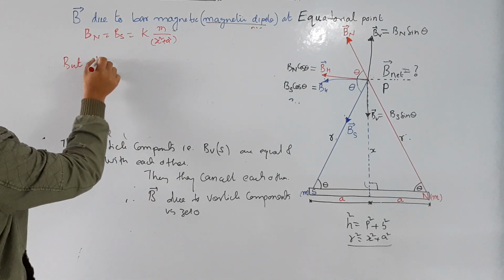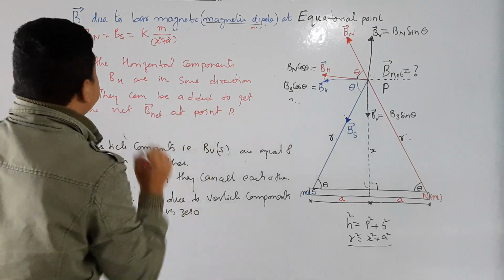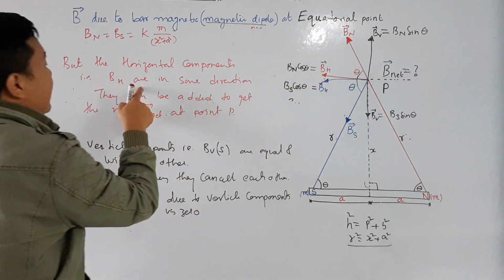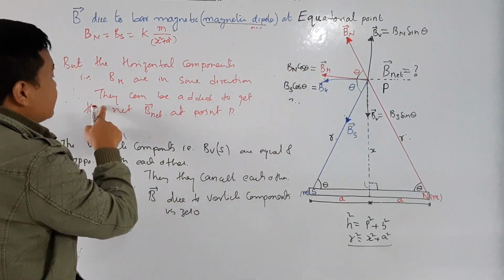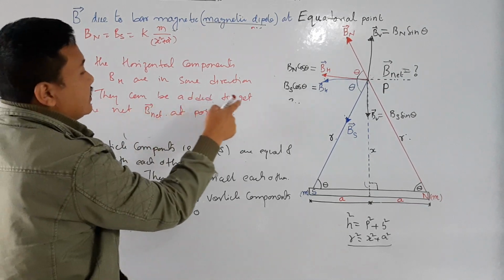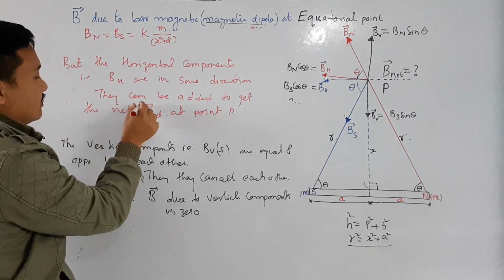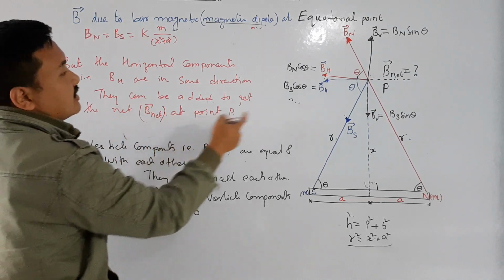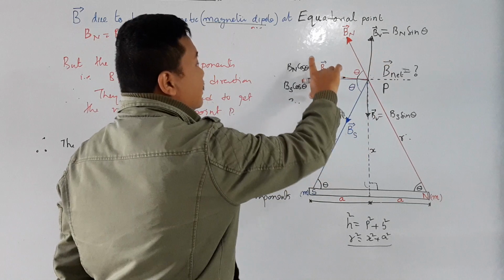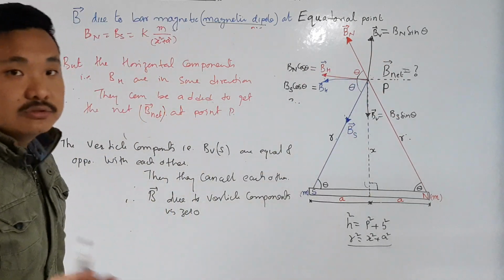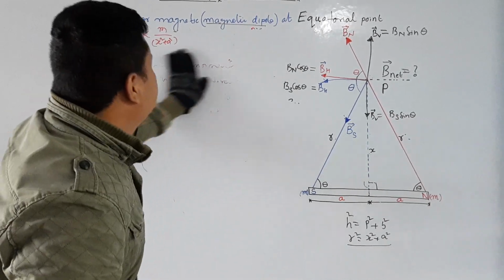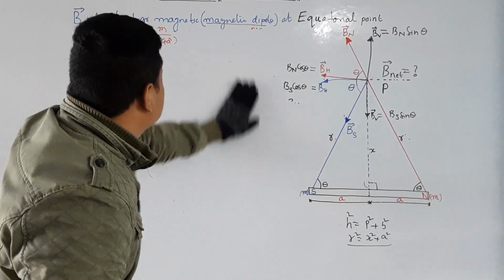But at the point P, the horizontal components, that is BH, are in the same direction. Thus, they can be added to get the net, that is B net magnetic field at point P. So these two are cancelling, no magnetic field due to this vertical, but these two are in the same direction, so we have to add this. So then what we do? We do this thing.